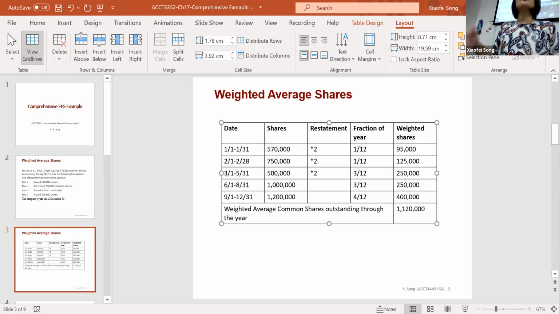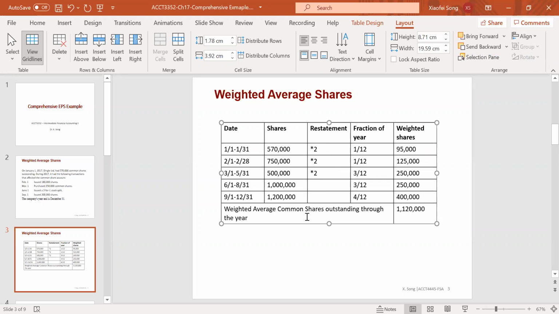So we covered all situations. Yes. How did you get the restatement figure? Which part, like this? Yeah. Okay. So that's the 2-for-1 split. So it doesn't have to be 2, or we use 2 because it's a 2-for-1 split. Yeah.